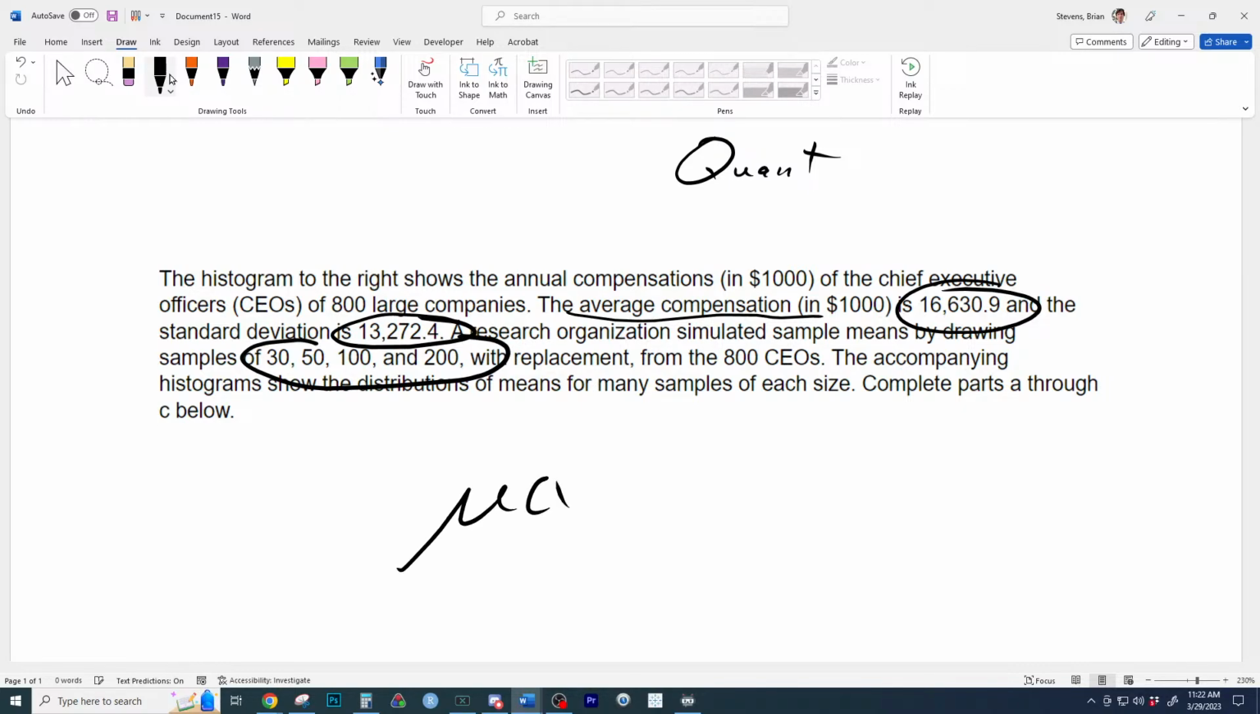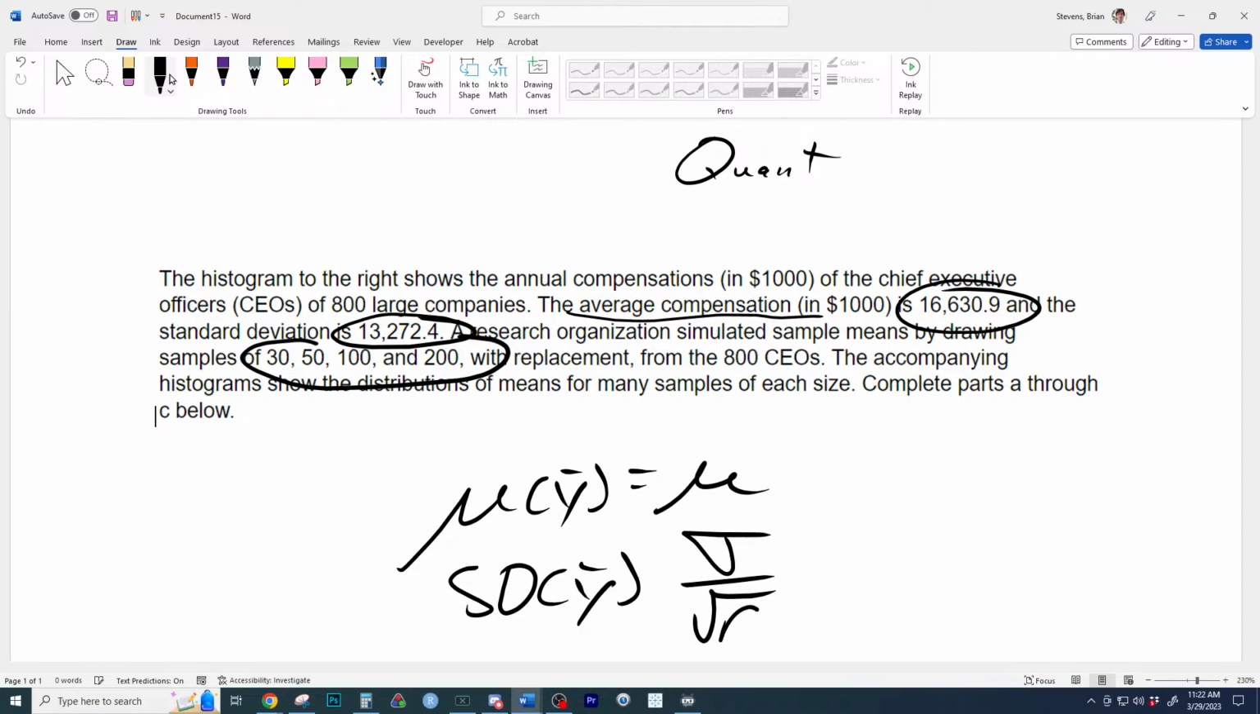We're trying to find things like mu of y bar equals mu, and standard deviation of y bar equals sigma over square root of n. So what is any of the notation here? What are any of the things on the screen currently? What do you think they are? Anything on the screen right there, what is it?